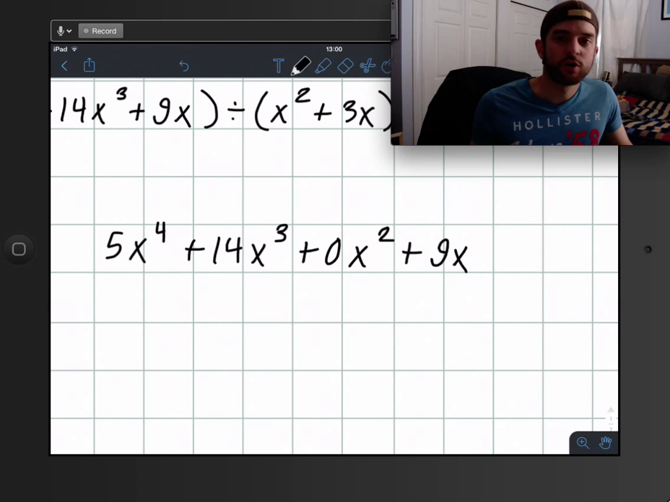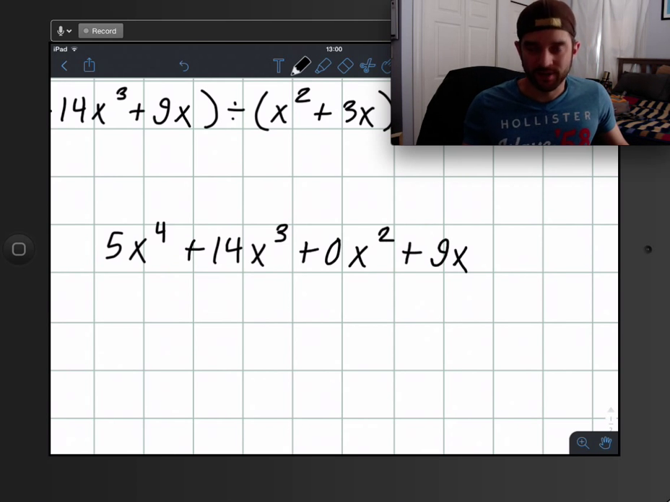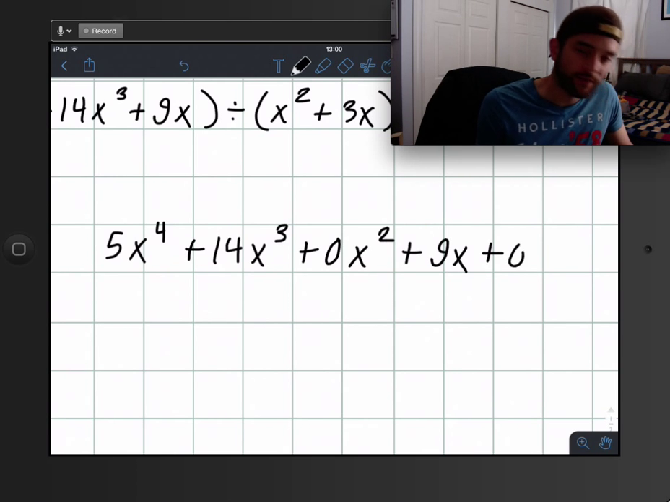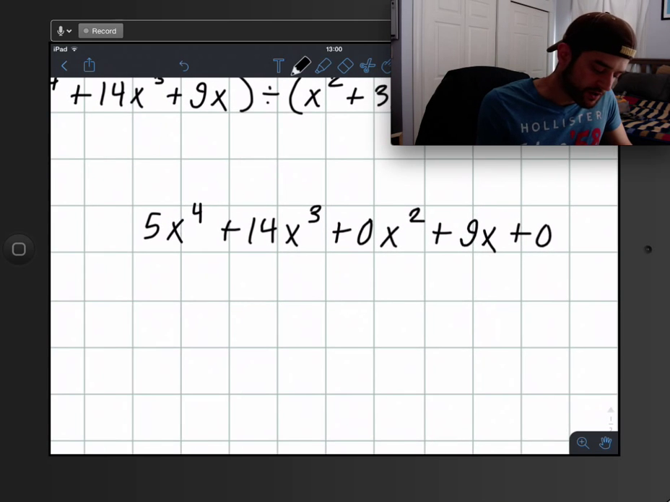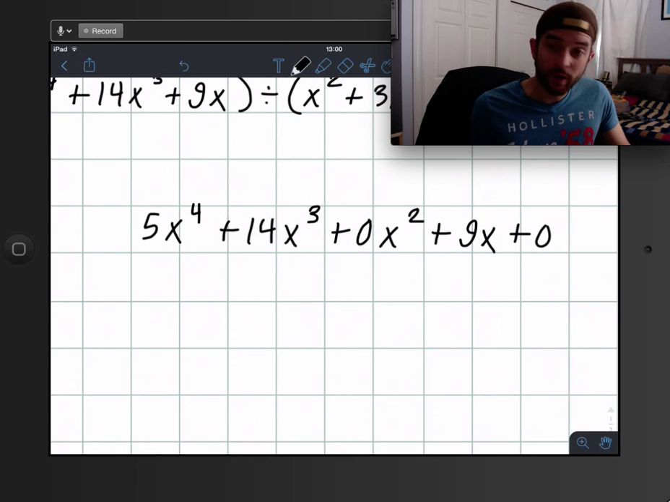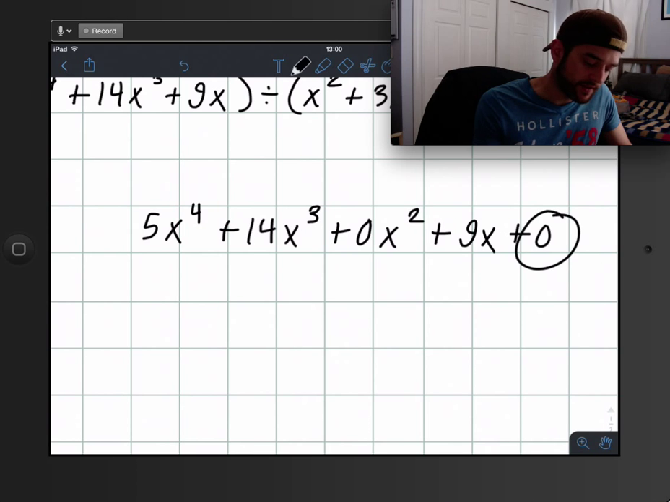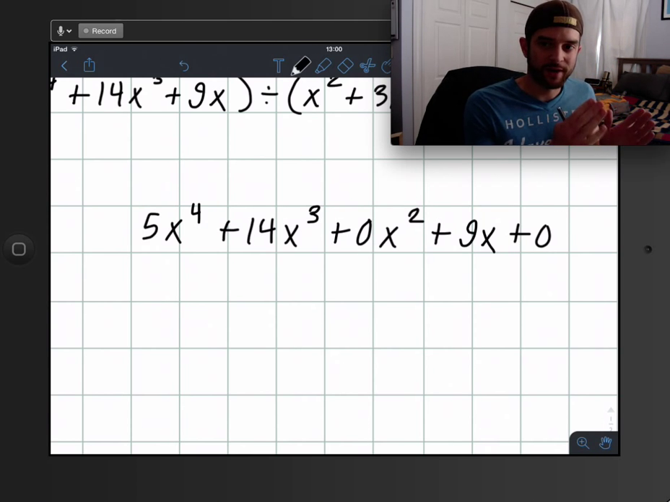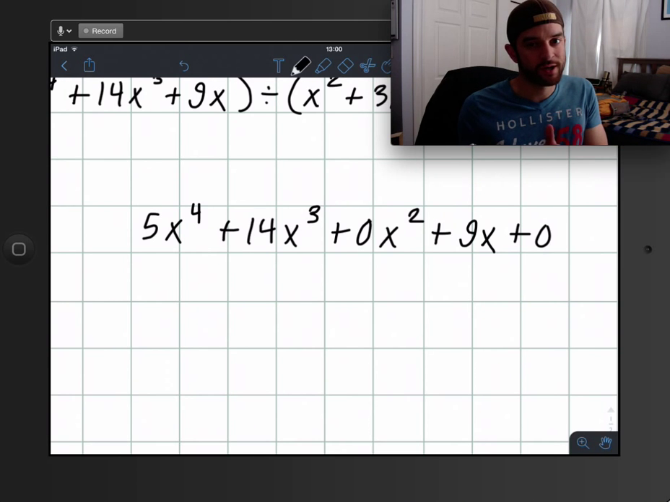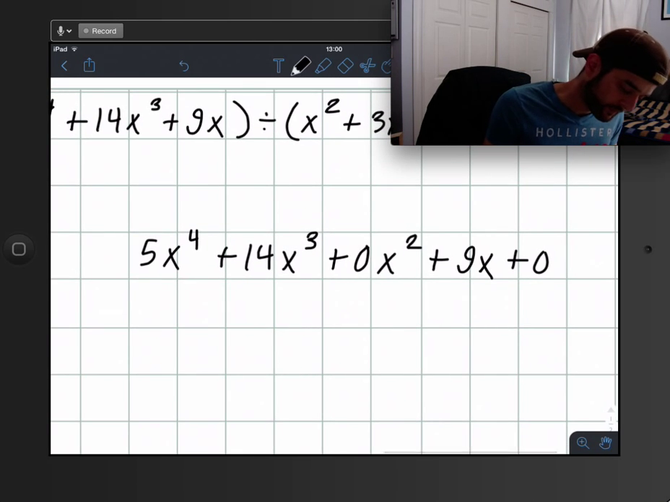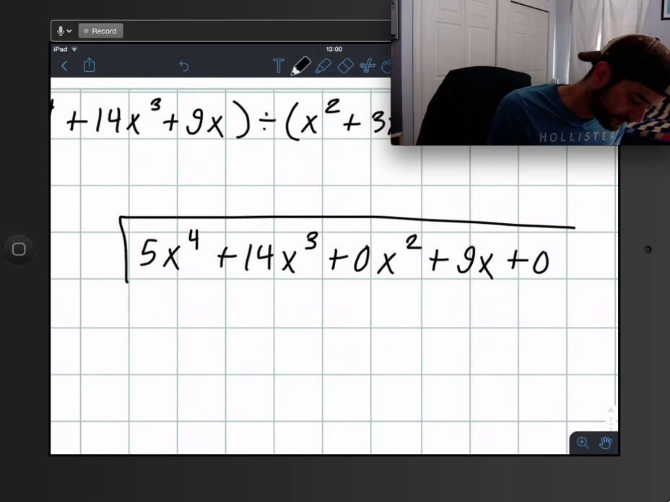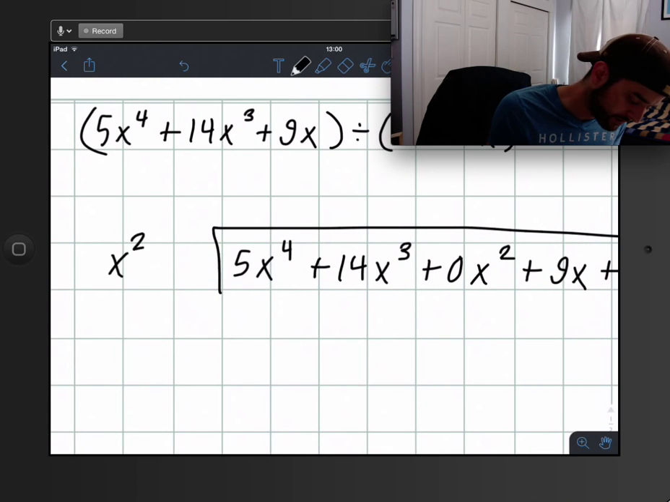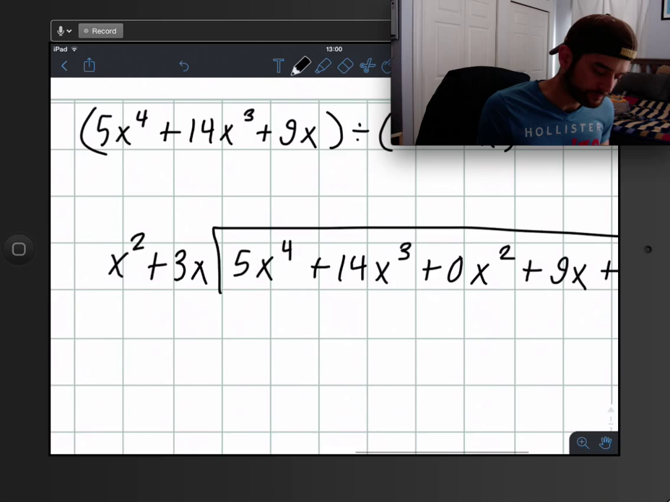And then notice there's no constant term. There's no term with no x on it. So I'm going to put a 0 at the end as well. So this accounts for the fact that we have no squared term, no quadratic term, and this accounts for the fact that we have no constant on the end. So you have to make sure you have a term that represents every degree in descending order. And then divide by x squared plus 3x.